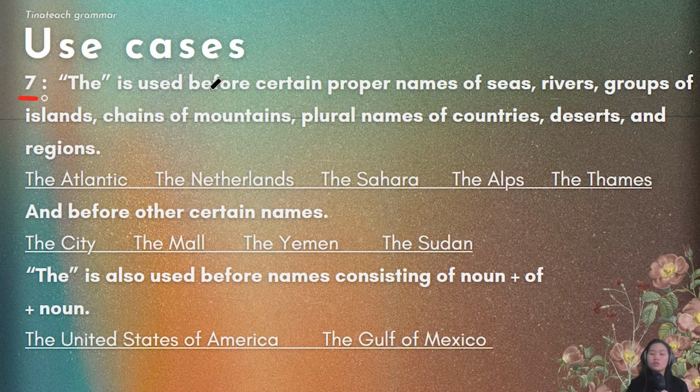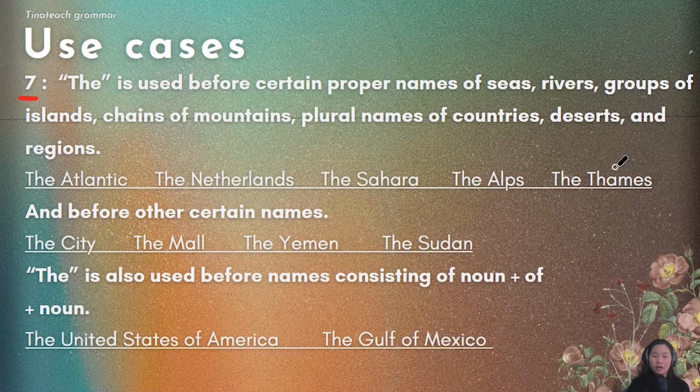Okay, the is used before certain proper names of seas, rivers, groups of islands, chains of mountains, plural names of countries, deserts, and different regions. For example, the Atlantic, the Netherlands, the Sahara, the Alps, the Thames. If you've been reading a lot of English material, you've certainly come across these names. They are very well-known names of different areas, different regions, okay? So you can most certainly use the for them.